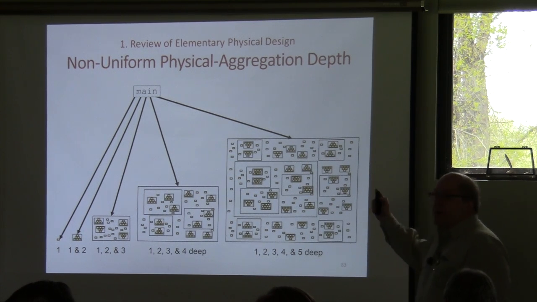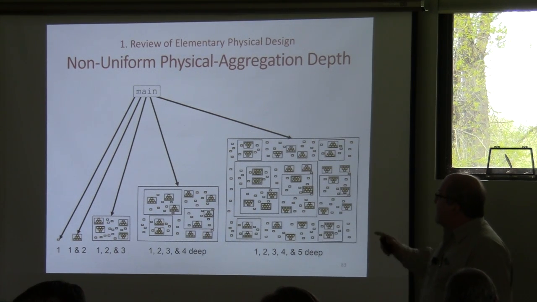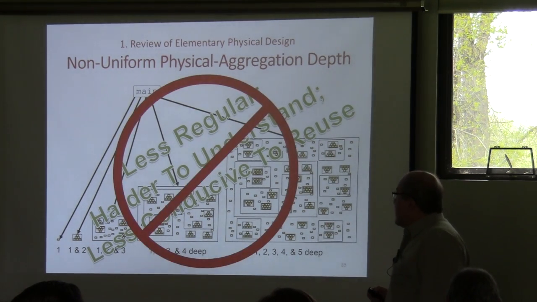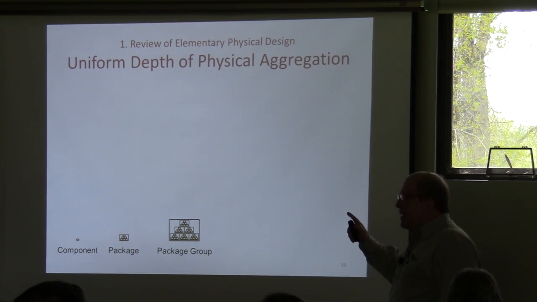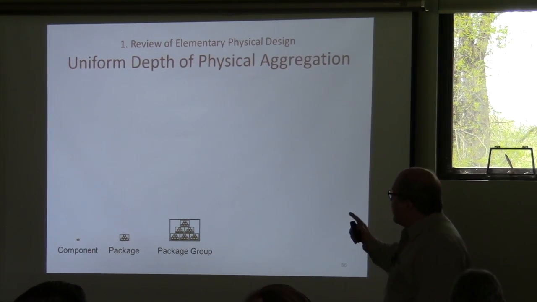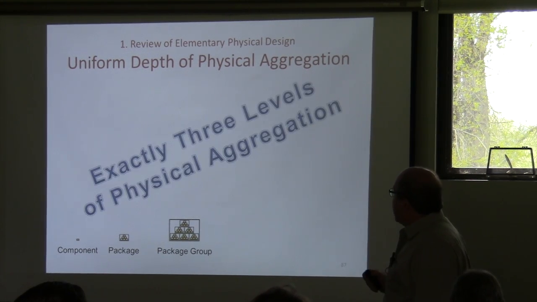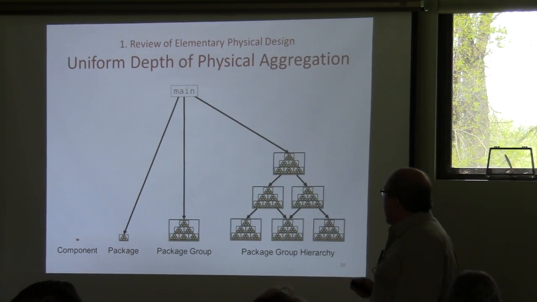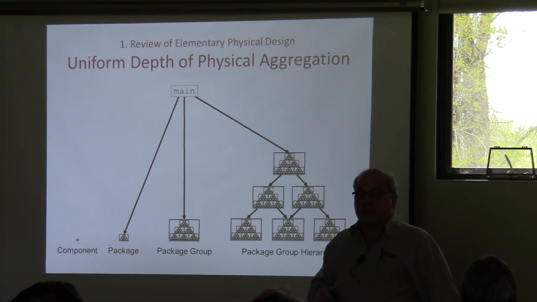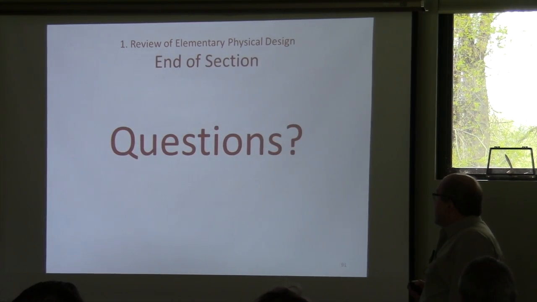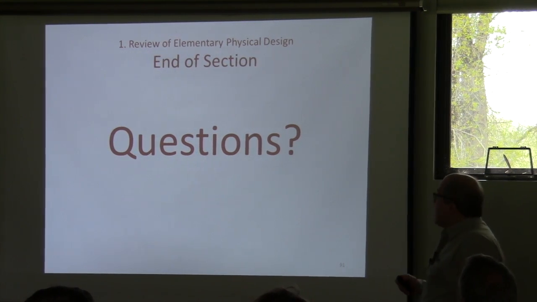Now, if we didn't do this, we'd have something like this, where we just have little things and very large things all mixed together, and this doesn't work well. This is hard to understand for human beings. It's hard to find things, it's hard to reason about. So we don't do this. We say we have a component, a package, and a package group, and we don't release individual components. We release, sometimes we release package size things, sometimes we release package group size things, but there are exactly three levels, and if we want to do something like this, we don't bake it into one piece, we separate it into a hierarchy of package groups. Again, exactly three levels of physical aggregation, and this gives us certain benefits, which we will talk about shortly.